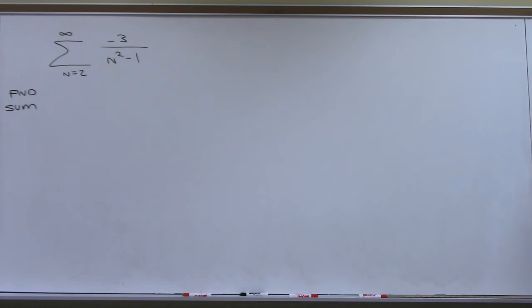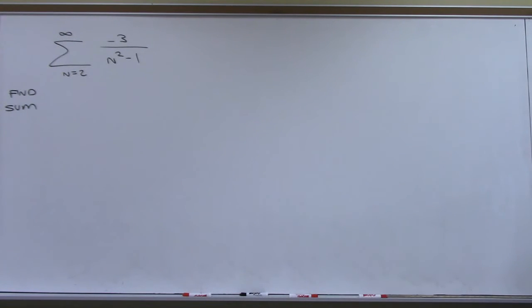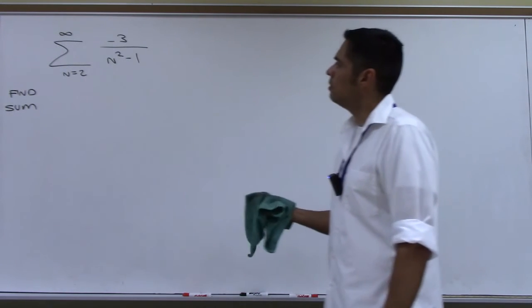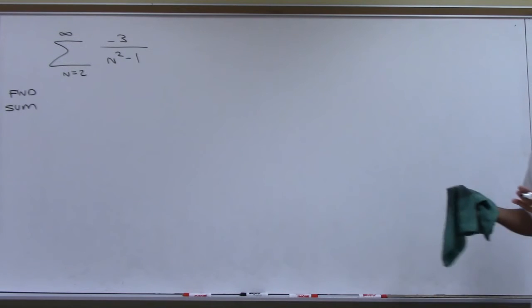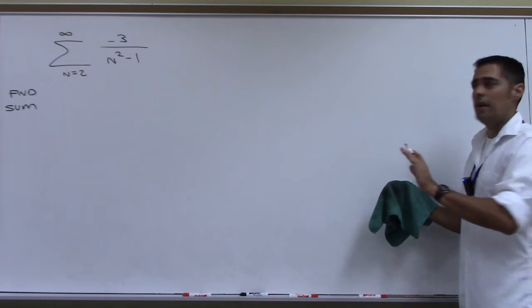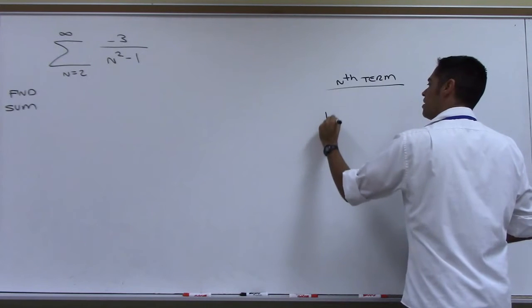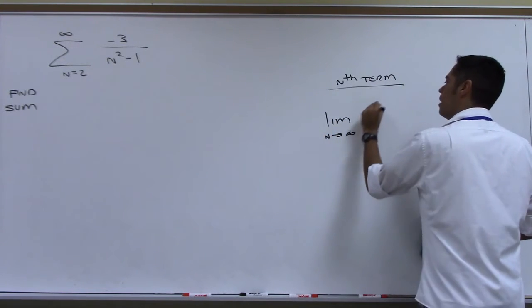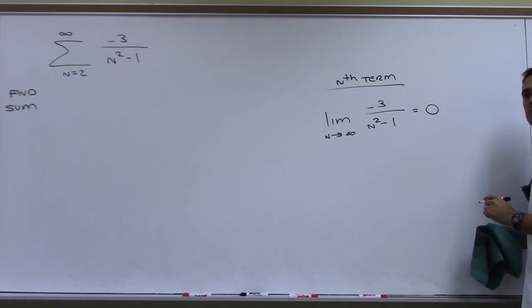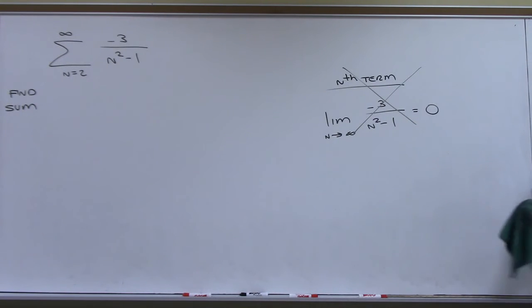So you want to do the nth term test just to start, to make sure this isn't easy. What's the limit as n goes to infinity of negative 3 over n squared minus 1? It's 0. What does that tell us? It doesn't tell me anything. So that failed, but that's okay. At least I know it wasn't easy right off the bat, right?